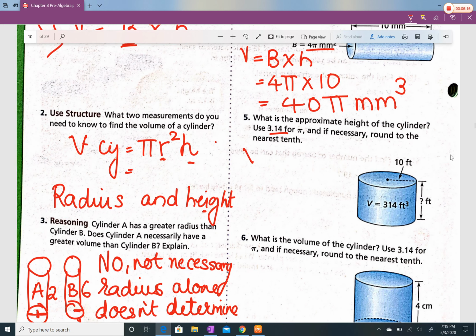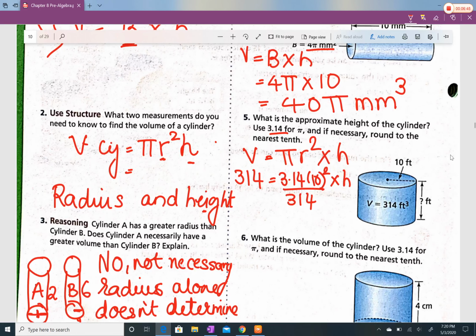It doesn't matter. So volume equals pi r square times h. Volume they have already given 314 to us. Pi is 3.14, and r is already given to us as 10, so 10 square times h. So 10 square is 100. 100 times 3.14 is 314. So this gets cancelled, this gets cancelled. So 314 divided by 314 is 1, equals h. So it's 1 foot.